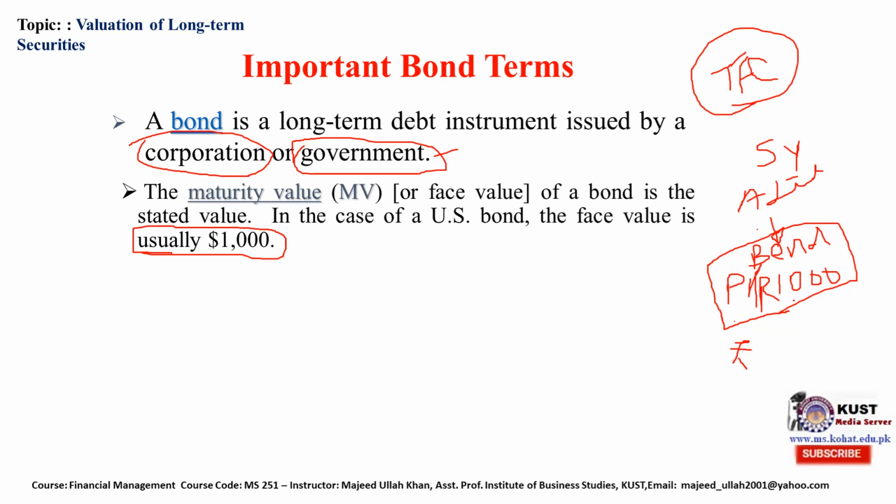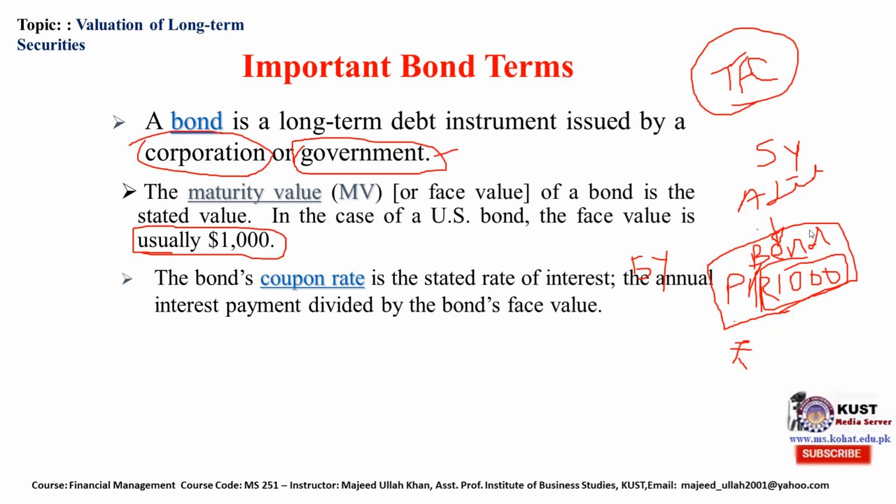Now this bond will mention its maturity time. Let's suppose it is a 5-year bond. The company is liable to pay ₹1,000 after 5 years. So this ₹1,000 that the company will pay back to this investor is called maturity value.